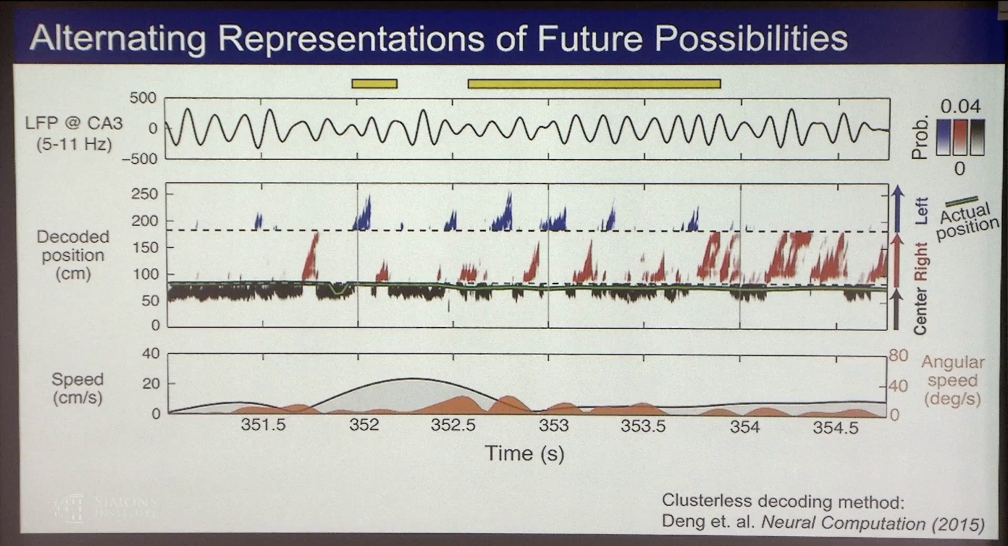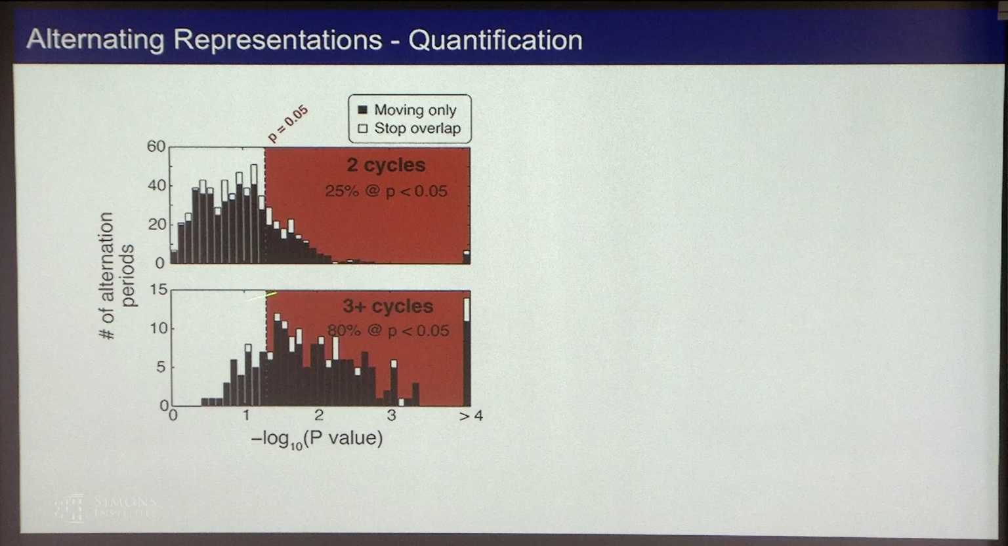So we can quantify how likely is it that we would see this strength of alternation, and I can just focus you on this bottom plot. This is 3 cycles or more, so left, right, left. And the ones in the red here, this is negative log base 10 of the p-value. So these are the ones that are p less than 0.05. And 80% of the time where we see more than 3 cycles, it's less likely to occur than chance when we shuffle the order and resample it. And in particular, I just want to emphasize, there's this huge bin out here, which is just incredibly unlikely. So this is not happening all the time. But when it's happening, it seems extremely robust as far as we can tell.